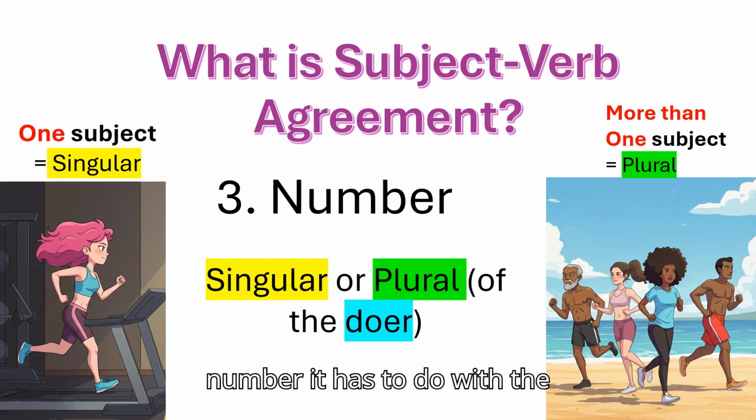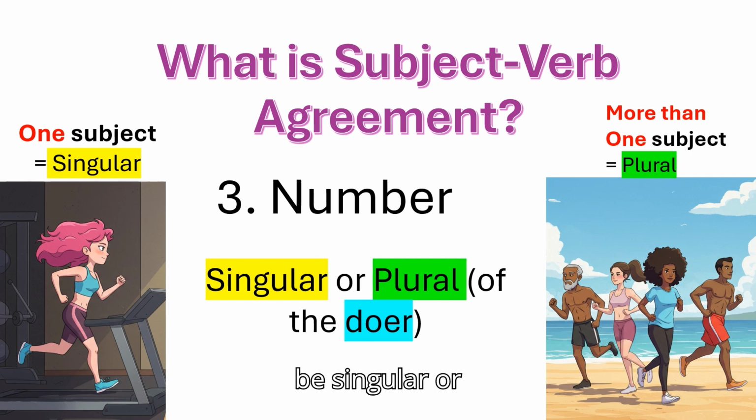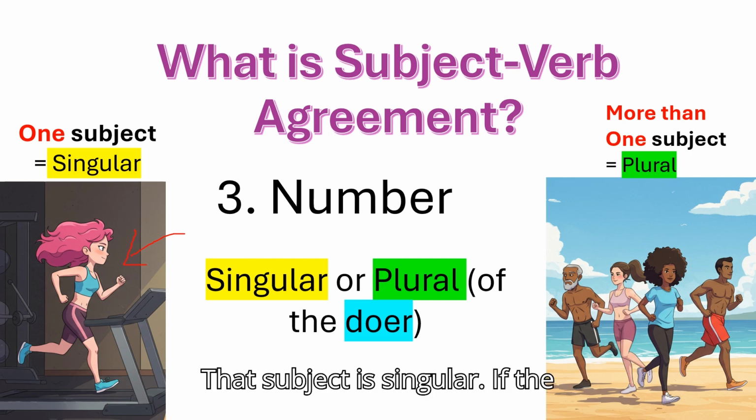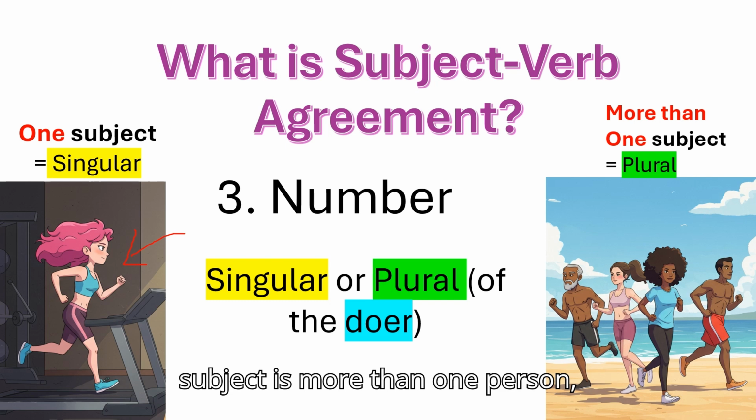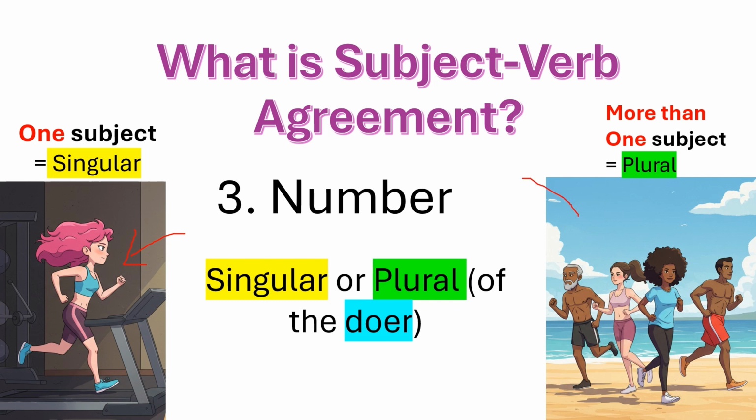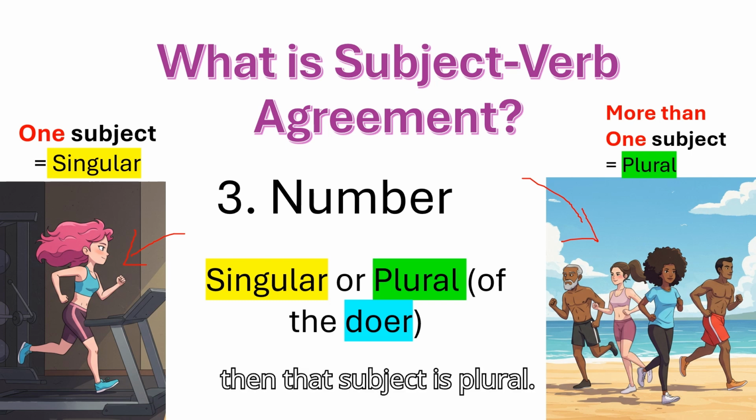The number has to do with the subject, okay? The number can be singular or plural. If the subject is just one person or one thing, like this lady here, that subject is singular. If the subject is more than one person, like these people here, then that subject is plural.